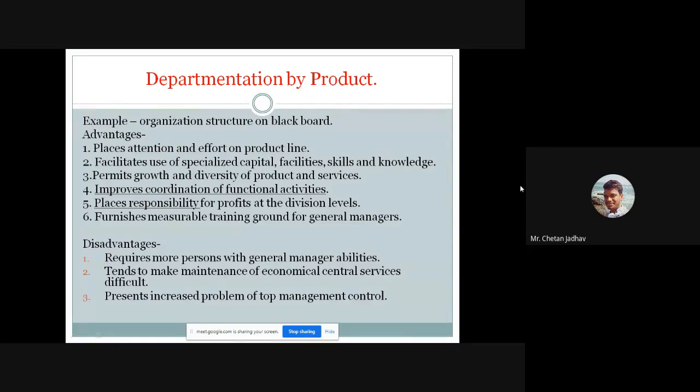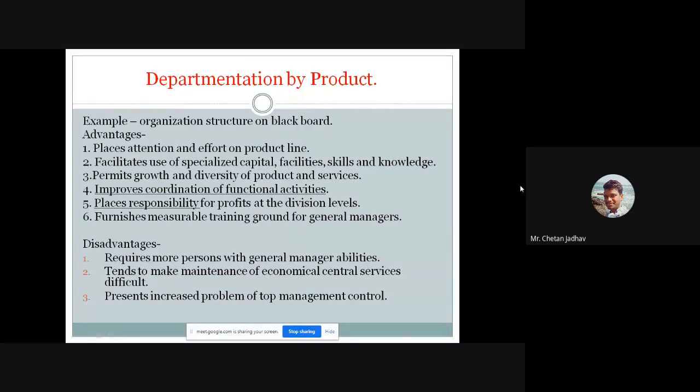Then we will see some disadvantages of departmentation by products. It requires more persons with general manager abilities. For each and every product we require more persons. Why? Because we are going product wise, so for each product we have to again create all the departments. Try to understand. Suppose in Tata Motors we are making n number of products. Suppose we are not going to divide product wise, we are going to divide actual department wise, meaning design, production. In the design department they are going to divide the designs like buses, trucks, and so on.